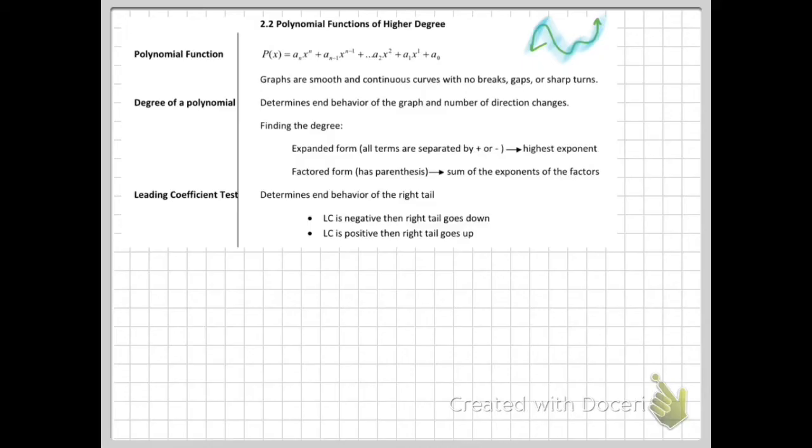So we need to know how to find the degree, sorry. In expanded form and in factored form. So I am going to write an example for each of these. So let's do expanded form in blue.